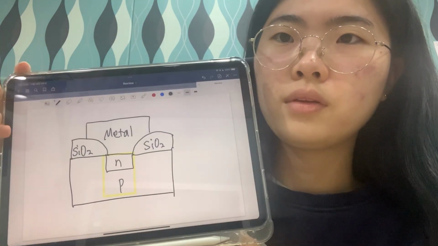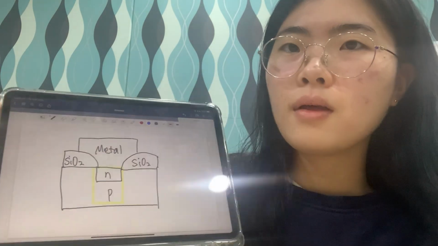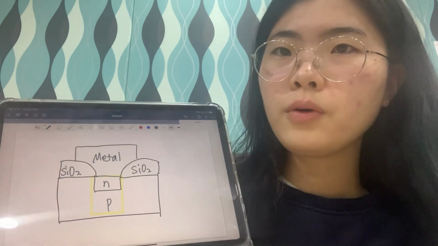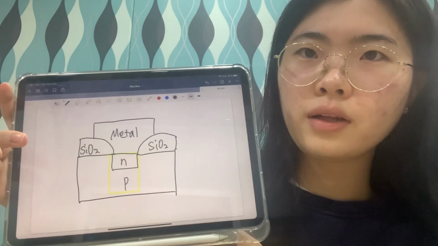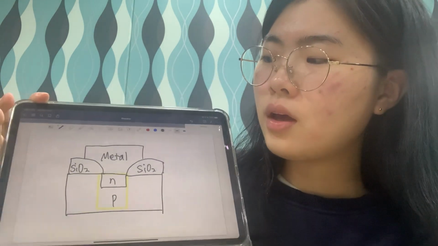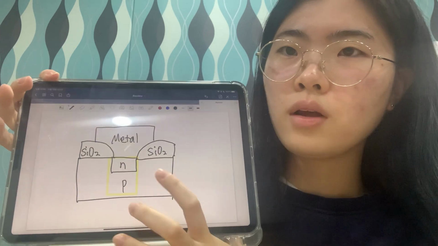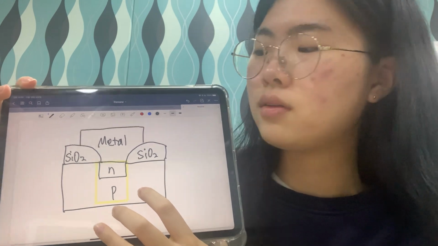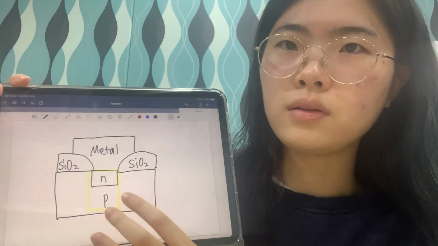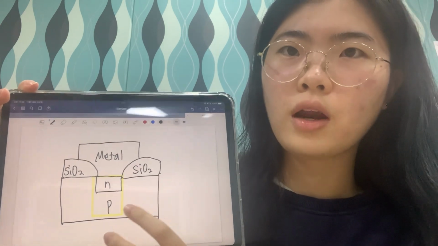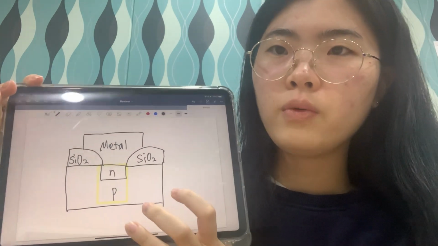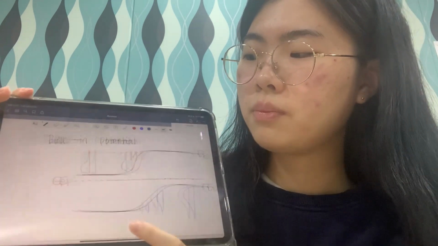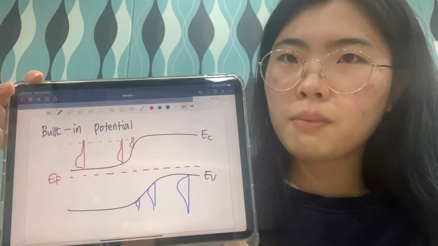Then let's talk about this PN junction. If we dope something into the material, after doping we can get a material that looks like this. So in this material, we can see this NP junction, PN junction. Based on this PN junction, we can change the characteristics of a semiconductor. So let's talk about the PN junction more specifically.